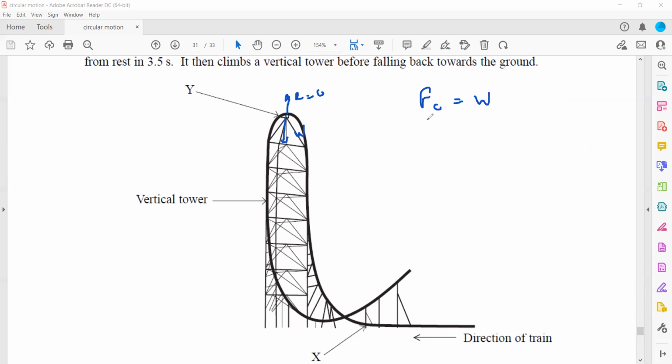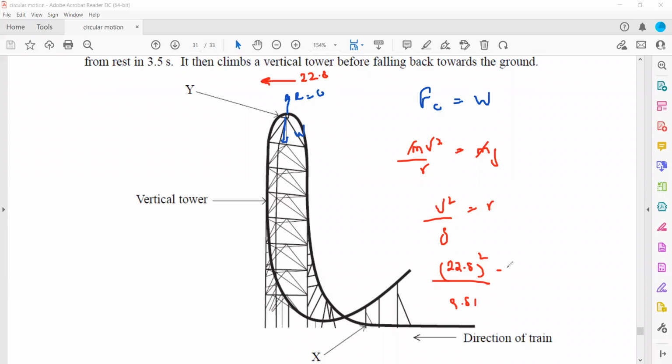So F is equal to W. F is equal to m r omega squared and W is equal to mg. So m will cancel with m. Or we can also use, because we don't have omega, F is equal to mv squared over R, equal to mg. m will cancel with m. So v squared over g will be equal to R, where v is the speed at which it was moving in the track, which we worked out as 22.8. So 22.8 squared divided by 9.81 will give us the radius.